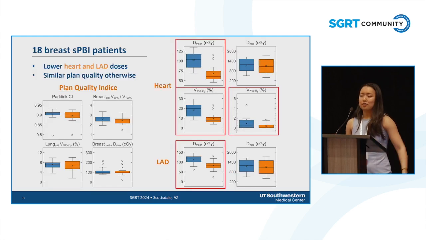So, again, just to make sure it's not a fluke, we did this for 18 SPBI patients, and we were able to ensure similar plan quality. Based on the lower left, that's all our plan quality indices. And then we were able to lower both the heart and the LAD doses significantly.